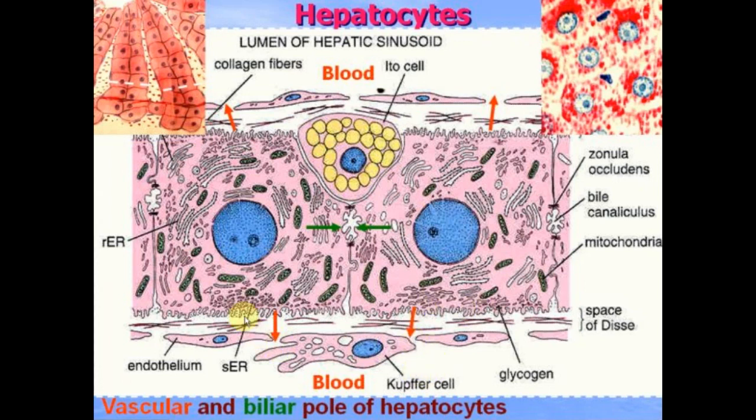There is also another type of cells, Ito cells or perisinusoidal lipocytes. These cells contain droplets of fat where the lipid-soluble vitamins can accumulate. Vitamins like vitamins A, K, D, E. So the liver is a store of vitamins.